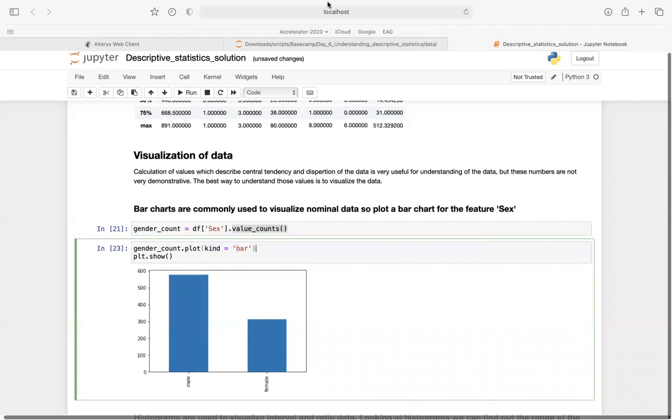Can you try doing it quickly, guys? Can you try to run this code? Are we getting the output, guys? Everybody?